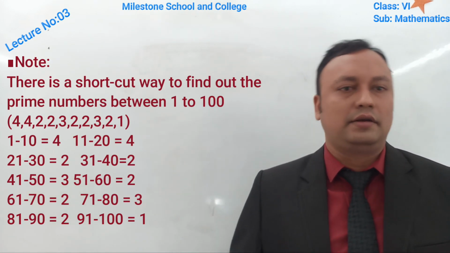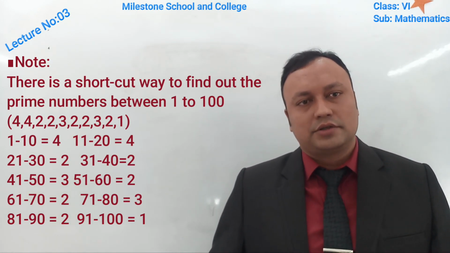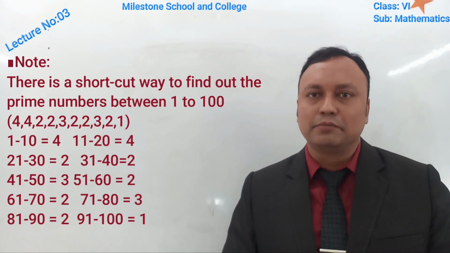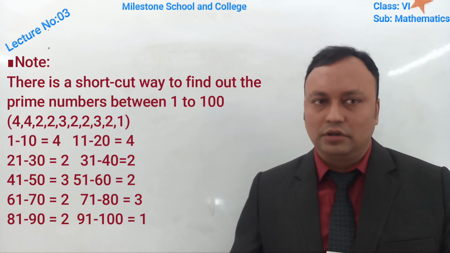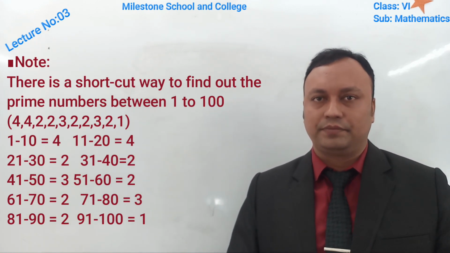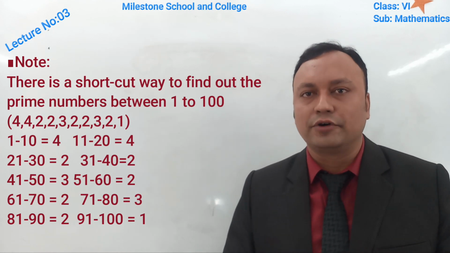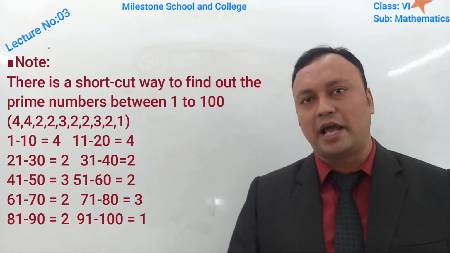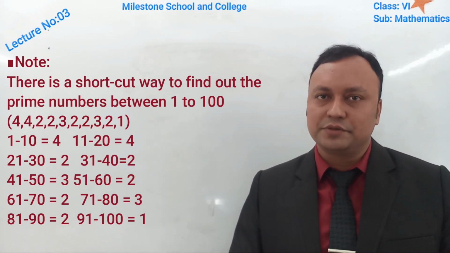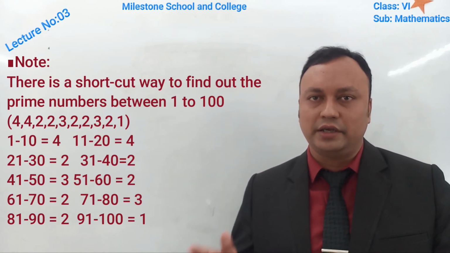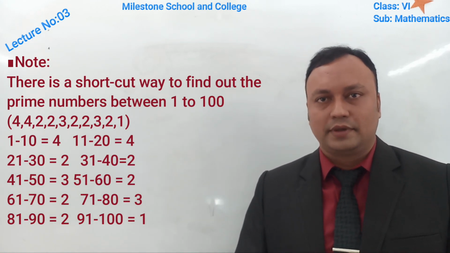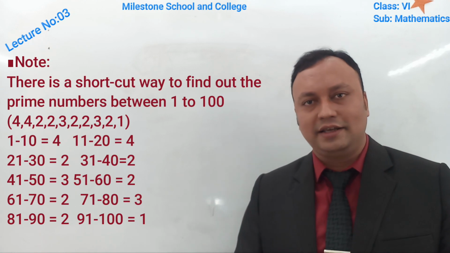one prime number. So as you can see, you can remember it like a mobile number, 4422232321, and it will be easy for you to remember how many prime numbers are between 1 to 100 and how many prime numbers between 1 to 10, 11 to 20, like these numbers. So I hope you have understood clearly.